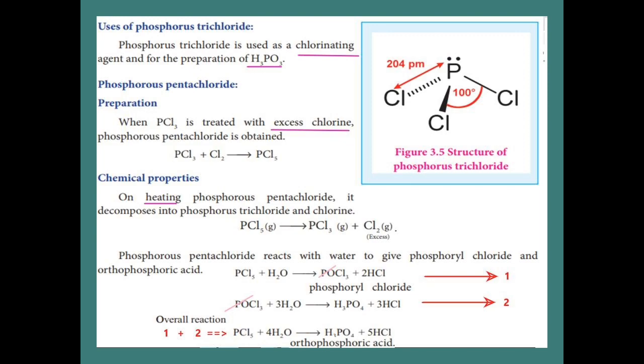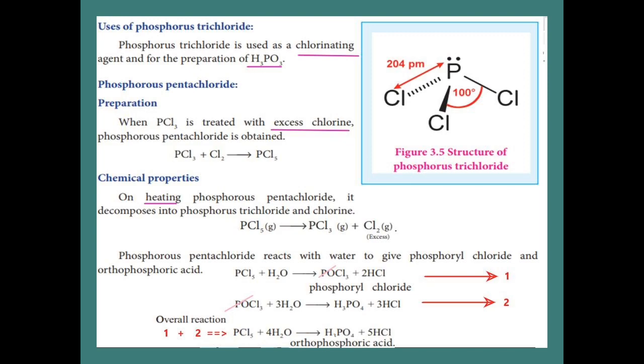Next, phosphorus pentachloride preparation. When excess chlorine is added to phosphorus trichloride, we get phosphorus pentachloride. The only preparation for phosphorus pentachloride is to add excess chlorine to phosphorus trichloride. Next, chemical properties. On heating, phosphorus pentachloride once again liberates chlorine and gives phosphorus trichloride. Next, when phosphorus pentachloride is added to water, it gives phosphoryl chloride in the first step. Then, in the overall reaction, it gives orthophosphoric acid along with hydrochloric acid.